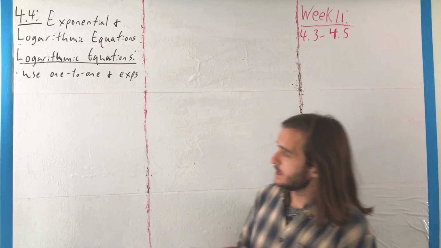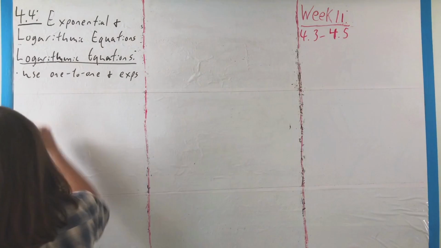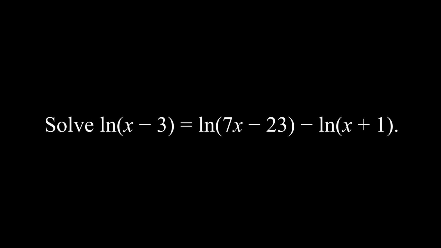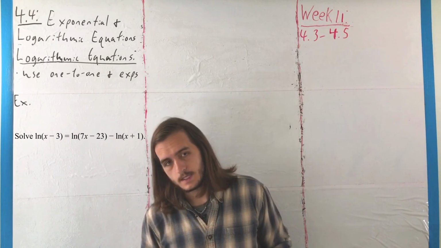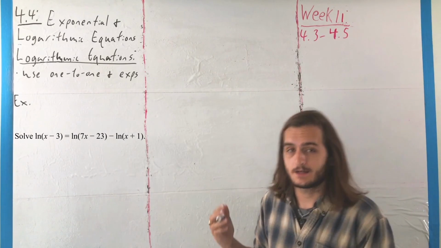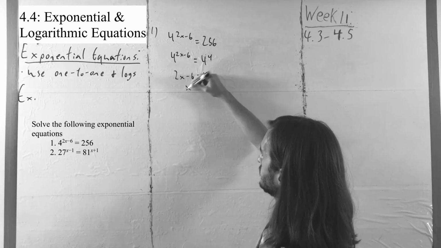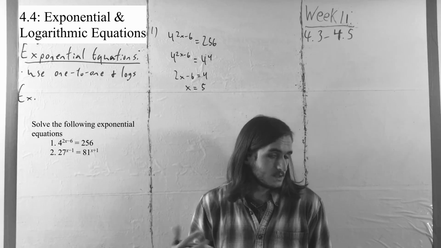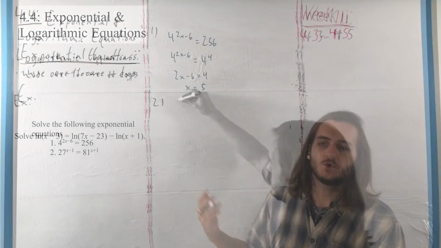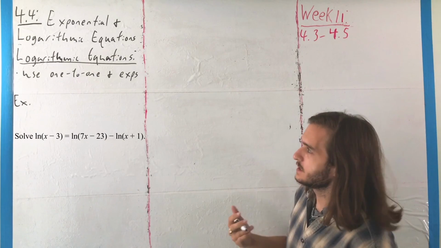So, if you want to take an example with this process, solve the natural logarithm of x minus 3 equals the natural logarithm of 7x minus 23 minus natural logarithm of x plus 1. Essentially, our idea here is to use that nice exponentials case from earlier, use that same sort of logic in terms of one-to-one things to remove the parts that are inconvenient.